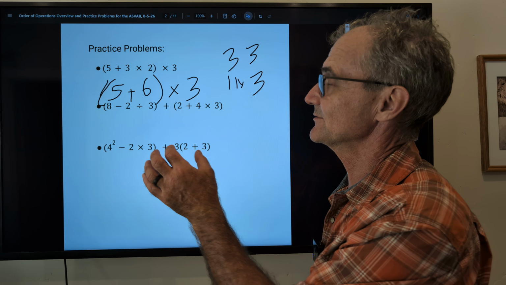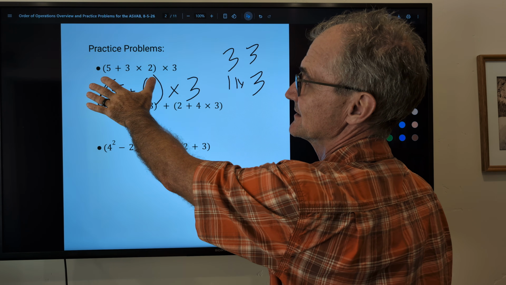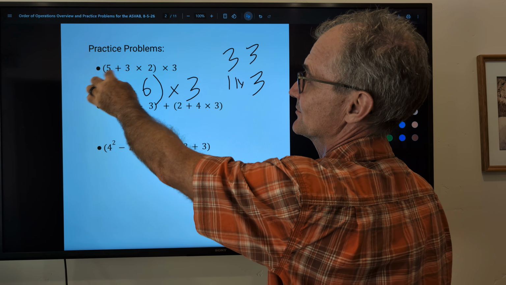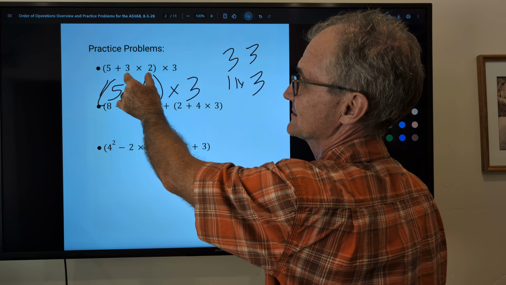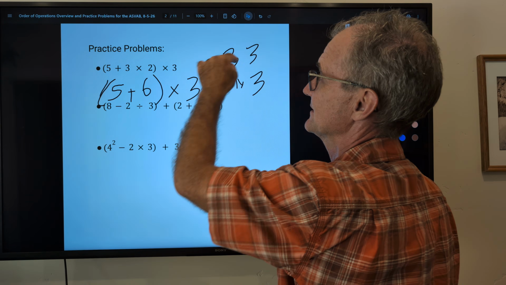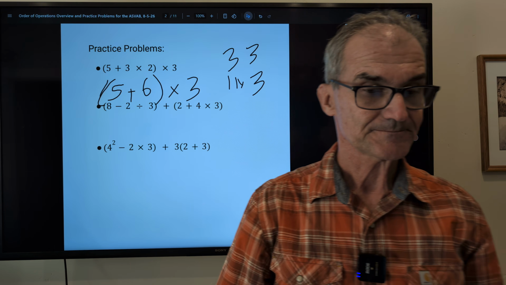So one more time from the top, I have to do my parentheses. So I'm looking inside of here first. Inside of those parentheses, I do my multiplication before addition. 6 plus 5, 11. 11 times 3, 33. Go ahead and give the next one a try.